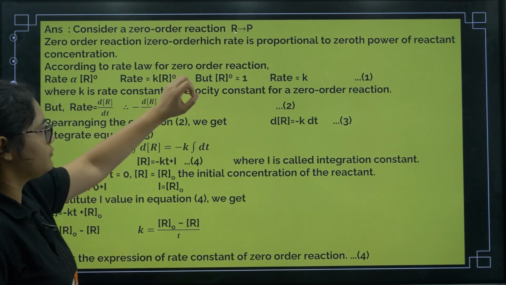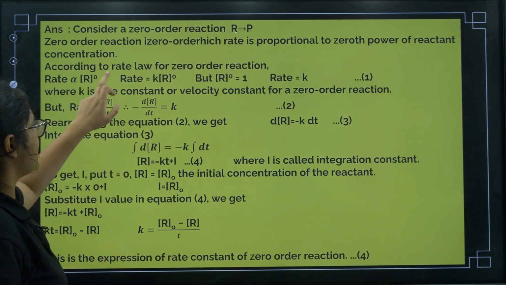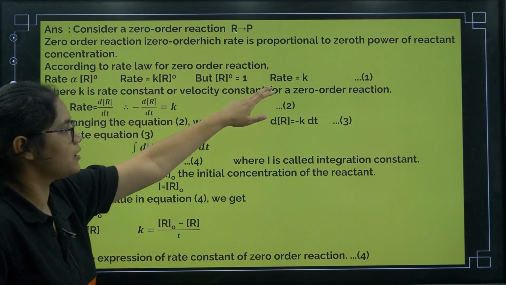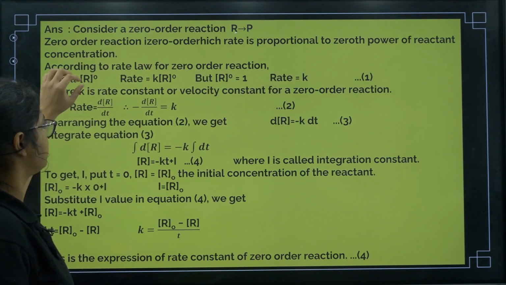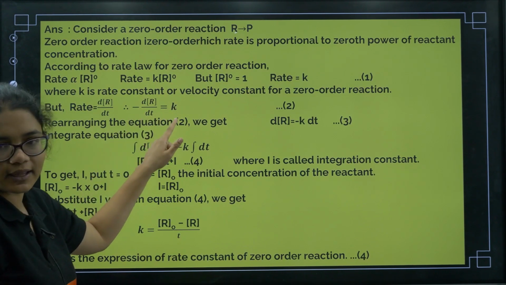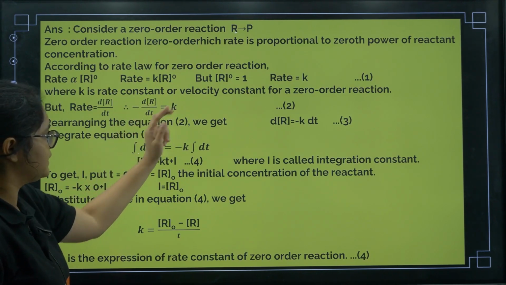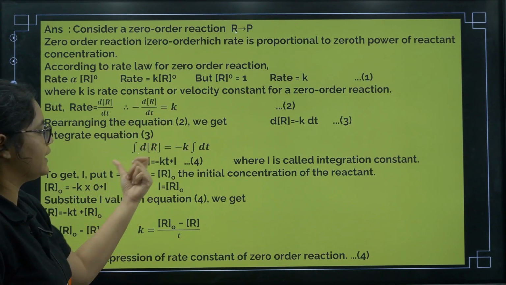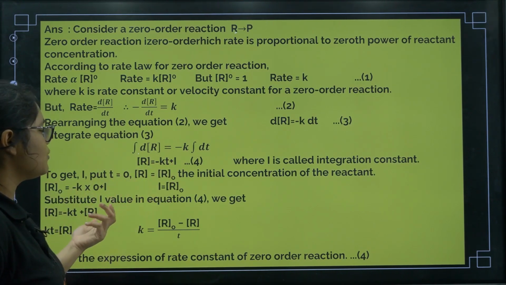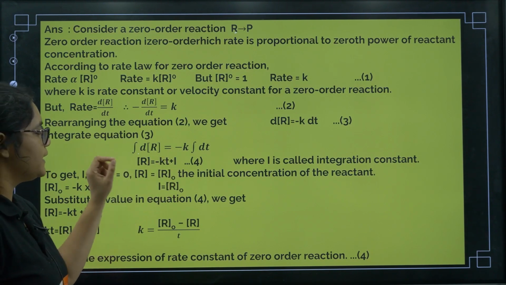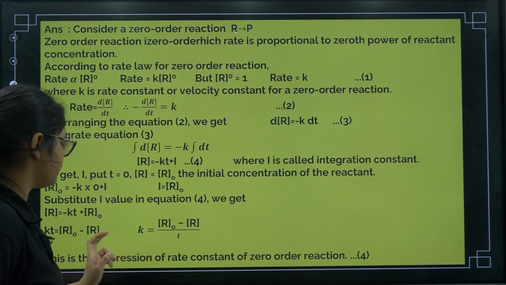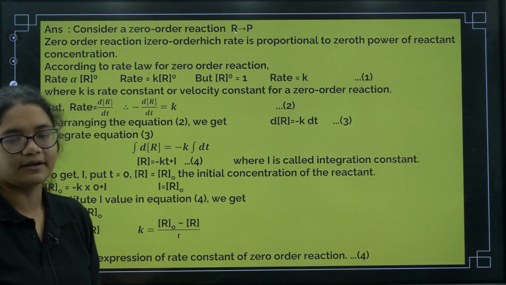Initially, we know that rate is equal to minus dR by dt, right? And we also know that rate is equal to K into R, according to rate law and according to the differential equation. Now if I equate these two, I'll get minus dR by dt is equal to K. Now you can multiply dt on this side to get this equation. Integrate it on both sides, you will get R is equal to minus Kt plus I. Now to calculate the value of I, take t is equal to 0 and R is equal to R naught. Substitute it, find the value of K, and you will get K equals R naught minus R divided by t.